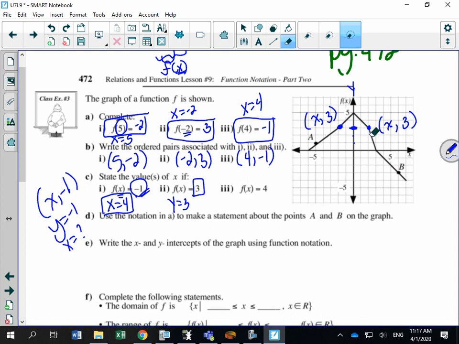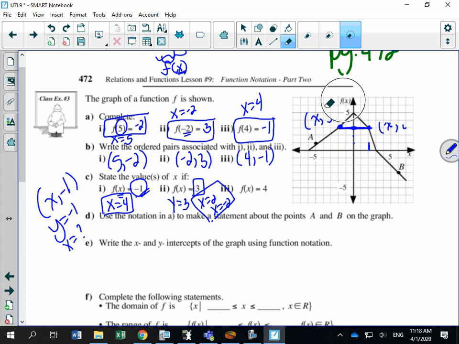And this x value is 2. So one of my answers is 2. And this x value is -2. So when y is 3 on this particular graph, I have two solutions. I have x is 2 and x is -2 when my y value is 3.